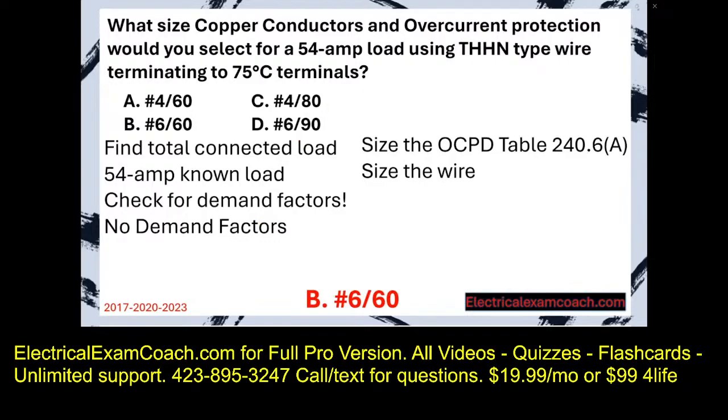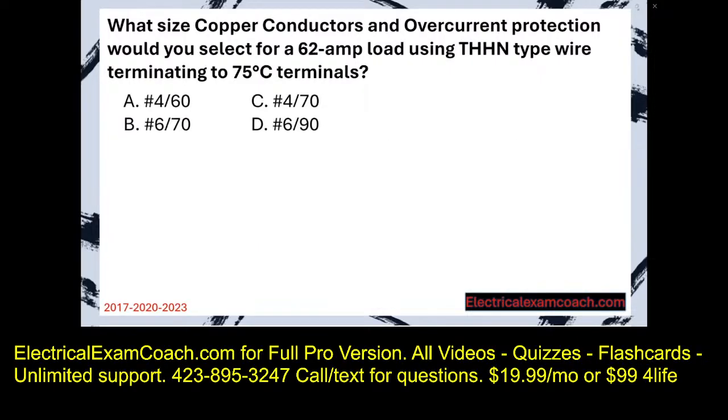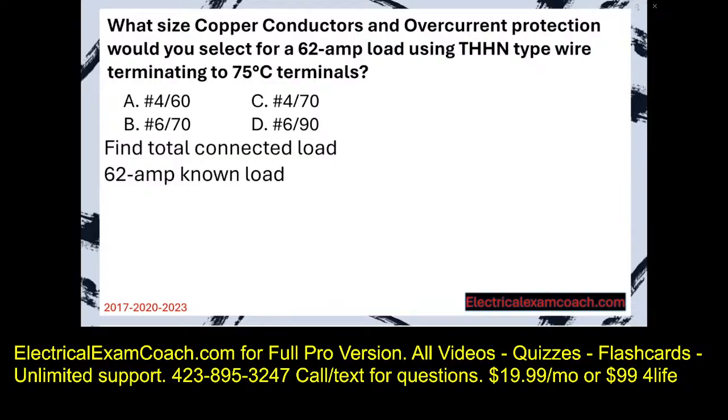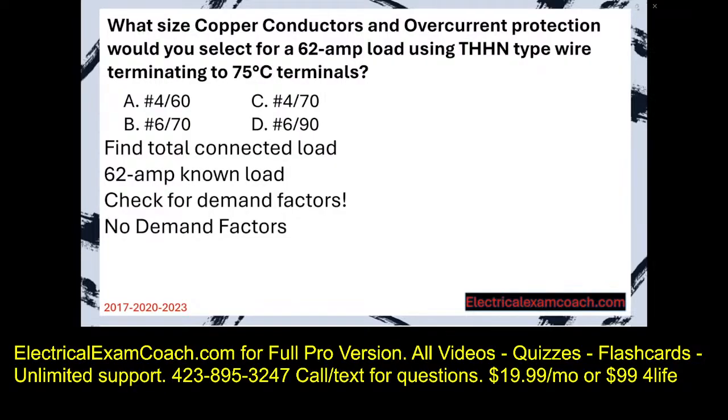Let's get to it. What size copper conductor and overcurrent protection would you select for a 62 amp load using THHN wire terminating to 75°C terminals? Step 1, find our total connected load. In this case, it starts at 62 amps, but we must check for demand factors. With there being no special pieces of equipment mentioned or the fact that it's running for 3 or more hours, in this case, there are no demand factors.